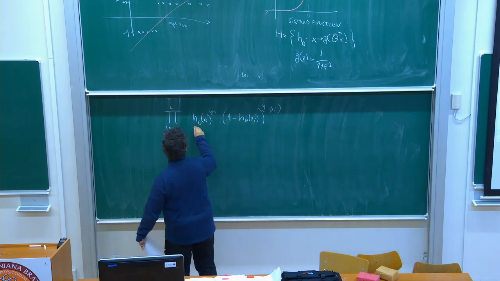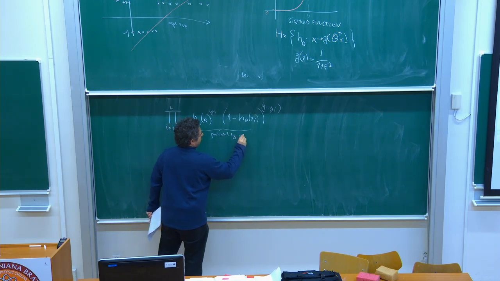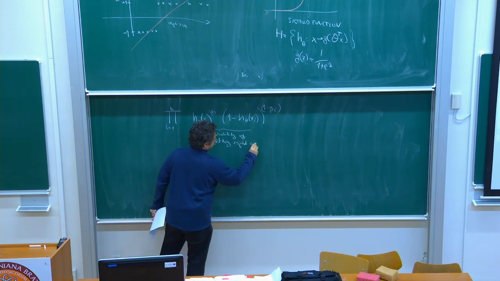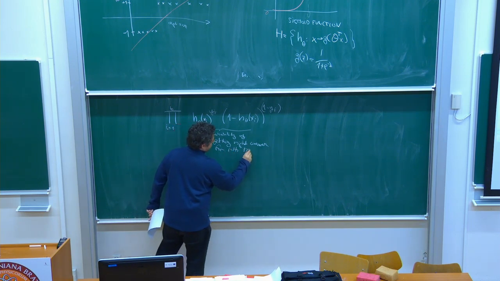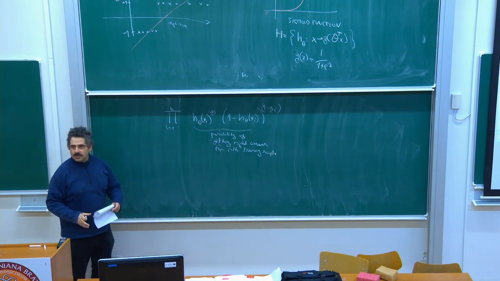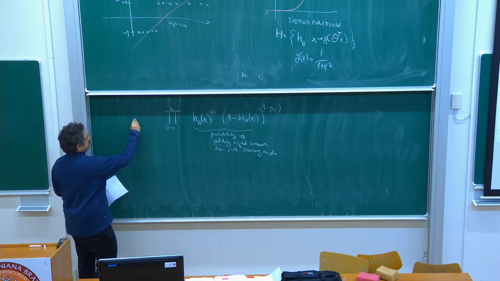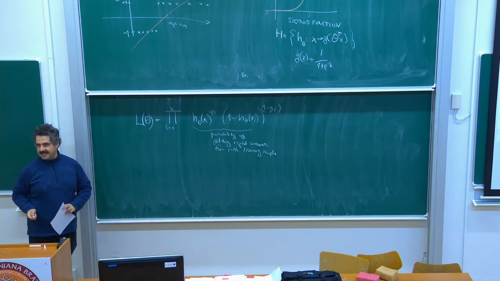So this is really the probability of getting the right answer for a training sample. And if I want the probability of getting everything right, then I multiply all of these. So this is something called the likelihood of the parameter set theta.